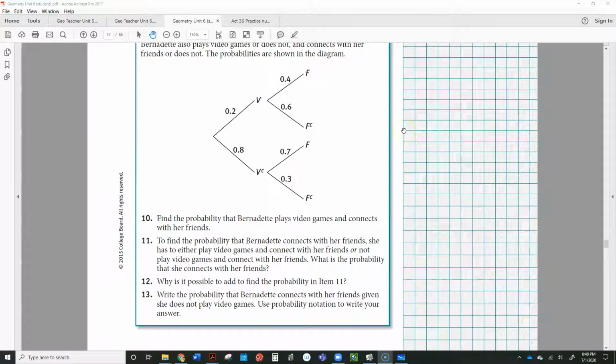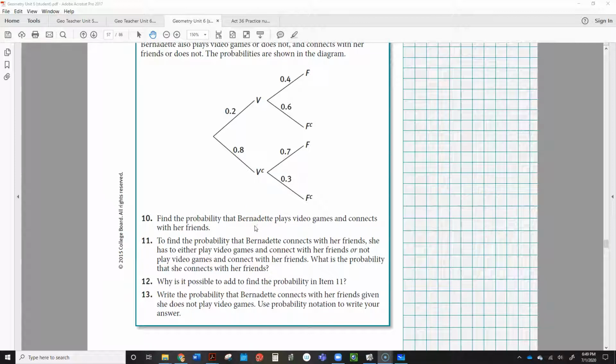All right, this is the Check Your Understanding on page 607. Bernadette also plays video games and worries about connecting with her friends. They give us the breakdown of the table right here. Find the probability that Bernadette plays video games and connects with her friends.